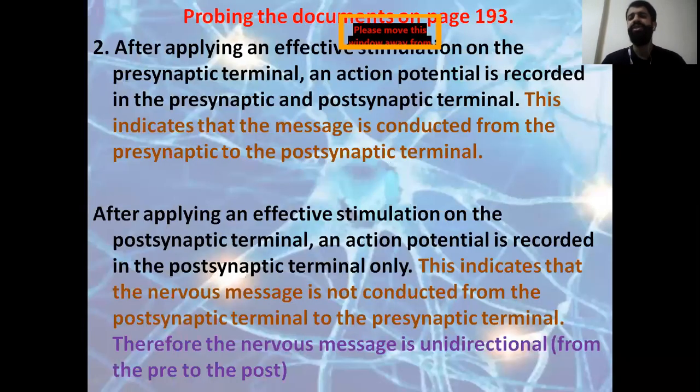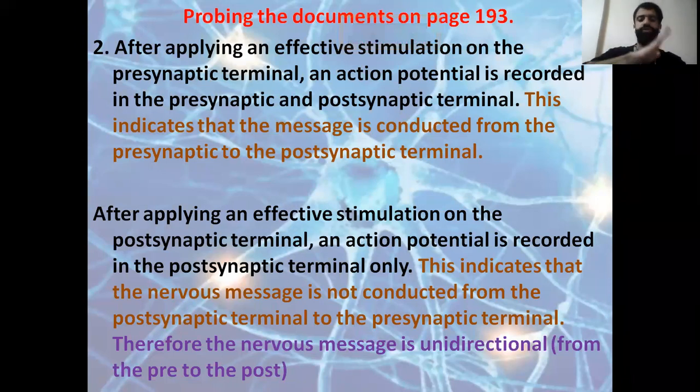We said that the nervous message is propagated from the presynaptic to the postsynaptic terminal. If we apply an effective stimulus on the pre, the message is going to propagate toward the post. And if we stimulate the post, it won't go back to the pre. So this means that the message moves in a unidirectional manner, from the presynaptic terminal toward the postsynaptic terminal.